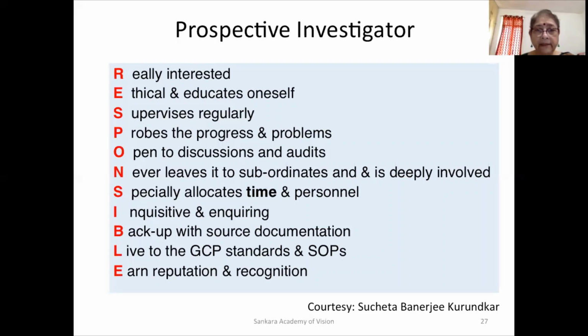And the investigator should be inquisitive and inquiring, should back up with source documentation whatever arguments are put forth, and live to the GCP standards and SOPs. Should earn reputation and recognition as a sequel of a good investigator conducting good research.